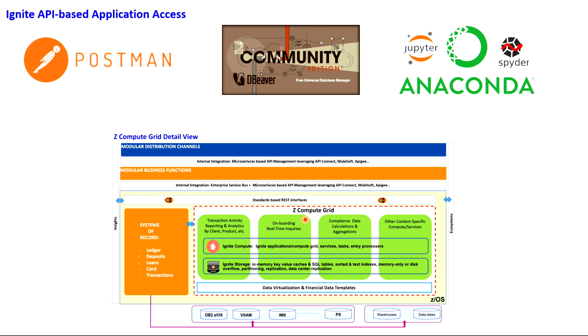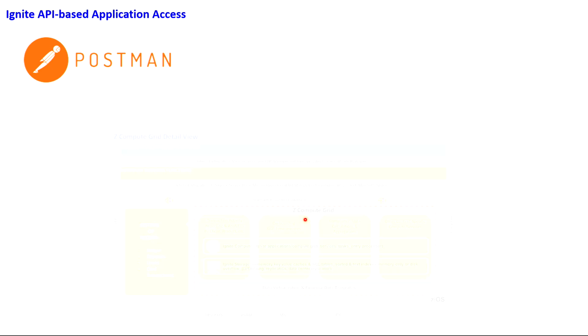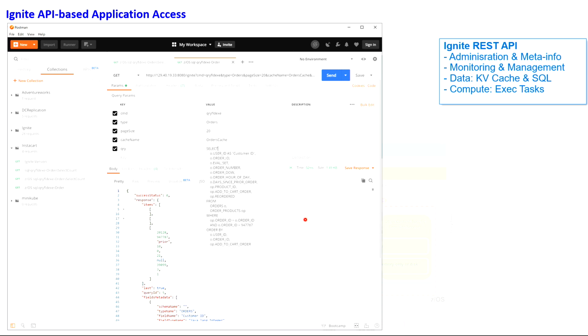So if we look at our compute grid on the bottom there, how do these interact with it? Postman is very common for your REST-based interface application development. With Postman, you can come to GridGain Apache Ignite running on Z and interact with your standard API, standard gets, standard puts, all the kinds of things that you'd expect to do, but also access SQL, key value, compute-based execution, as well as topology management, admin, and monitoring functions through a common interface.